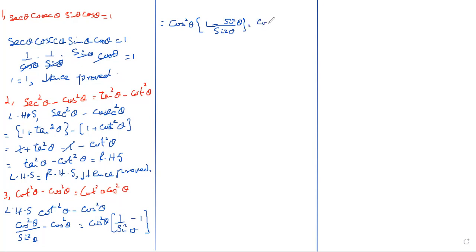Okay, so it is cosine square theta into cosine square theta over sine square theta. Right, so this cosine theta over sine theta is cotangent square theta. So we write it cotangent square theta and cosine square theta, which is equals to the right hand side. So left hand side equals to right hand side, hence proved.